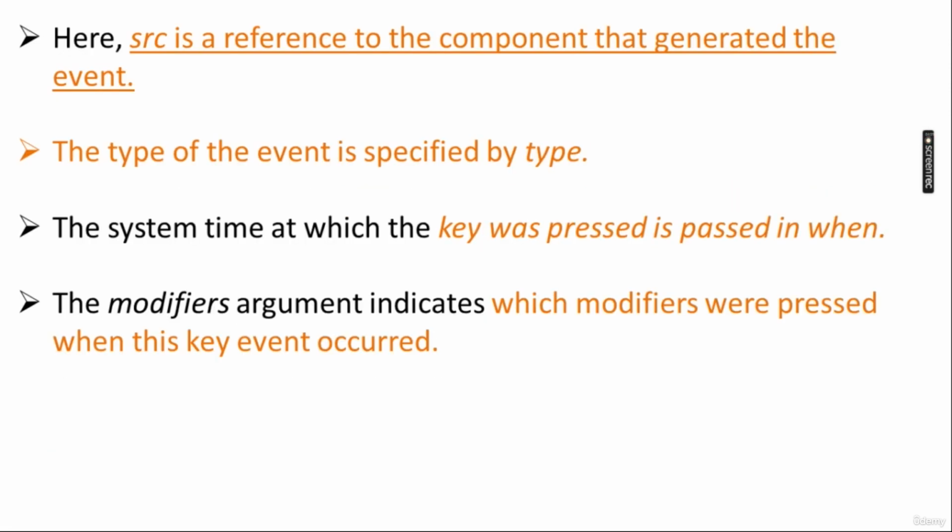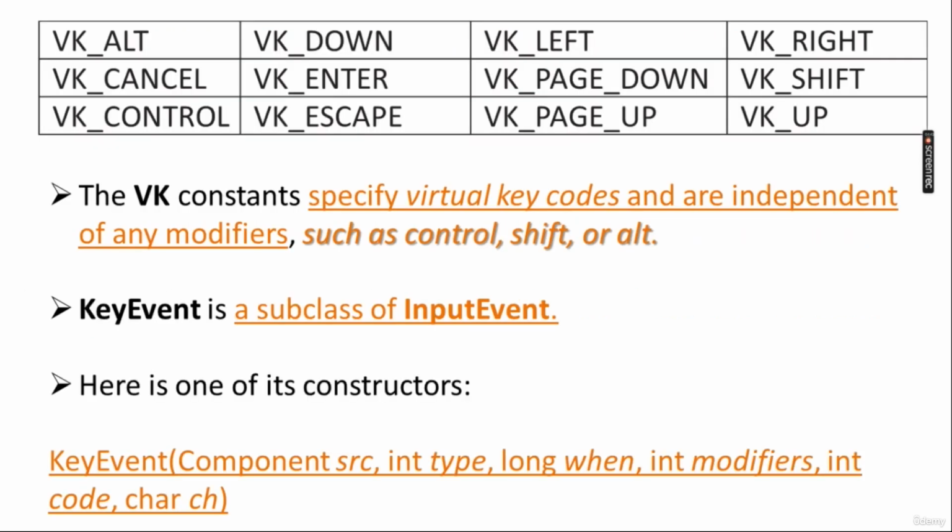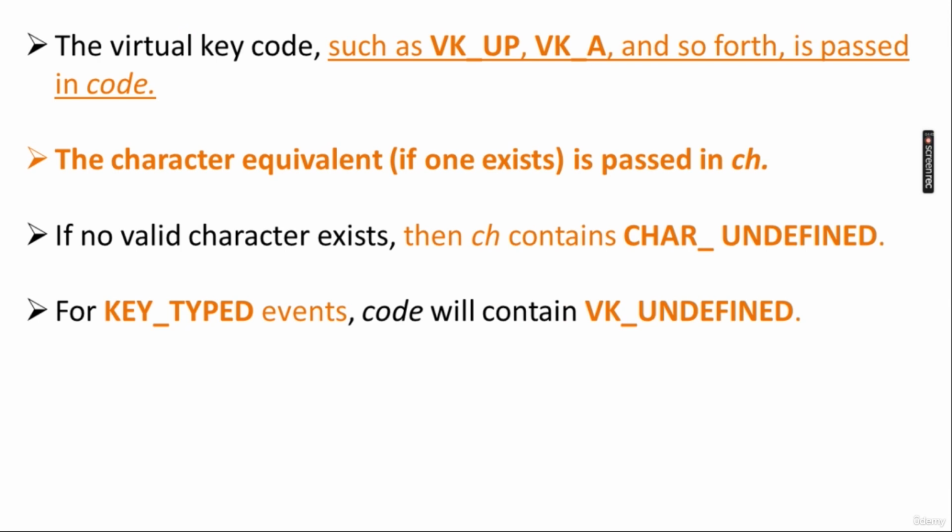Source is the reference to the component that generated the event. The type of the event is given by type. The system time at which the key was pressed is passed in when. The modifiers argument indicates which modifiers were pressed when this key event occurred. So modifiers are Control, Shift, or Alt. The virtual key code, such as VK_UP, VK_A, and so forth, is passed in code. Any virtual key code we have seen right now, these types of integer constants, are passed in code.